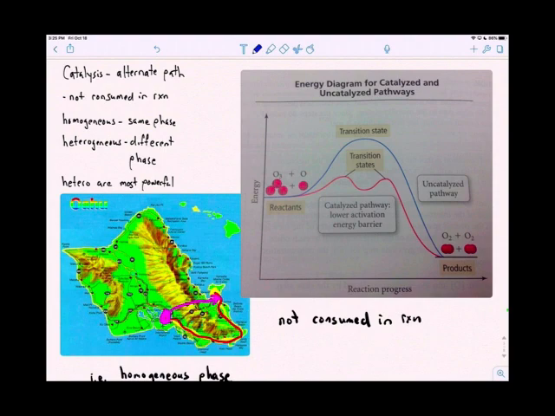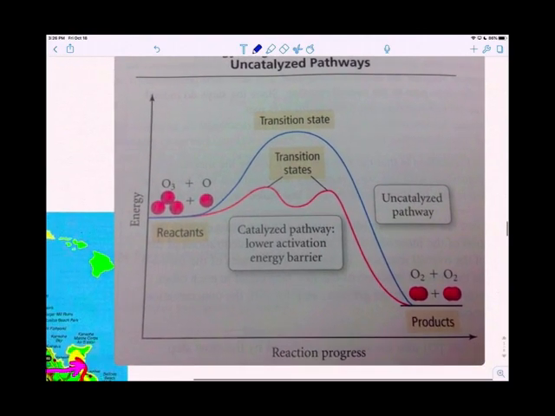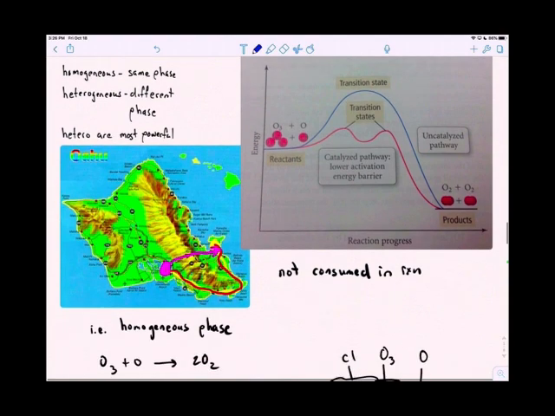So to give you an idea, here the y-axis is potential energy and the x-axis is reaction progress. So ozone plus oxygen radical forming two oxygens. A catalyzed pathway can lower the activation energy barrier, and that will increase the chemical reaction rate.